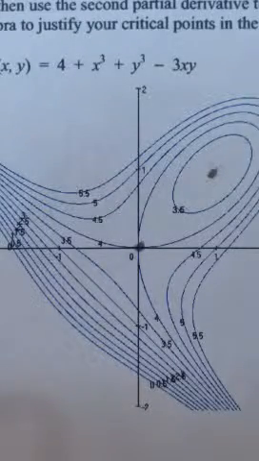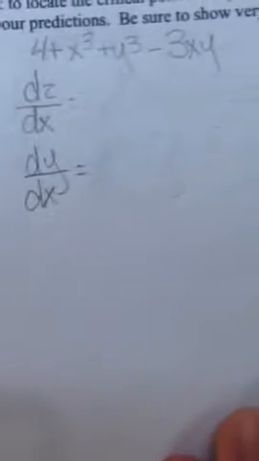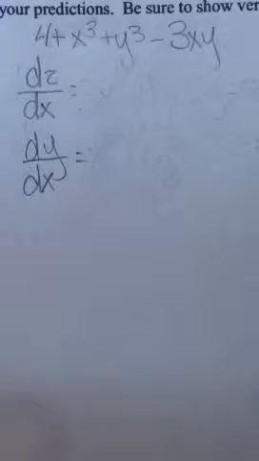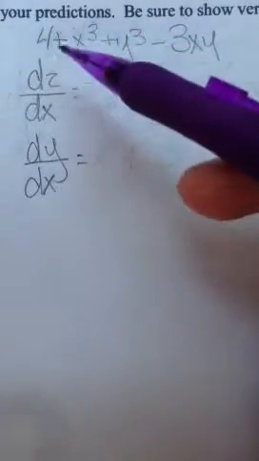Okay, so now to start the test, we're going to take partial derivatives of this original equation, which I've copied over here. It's 4 plus x cubed plus y cubed minus 3xy. So the first partial derivative that we're going to take is in respect to x. So the 4 would go away, and then the x cubed would turn into 3x squared.